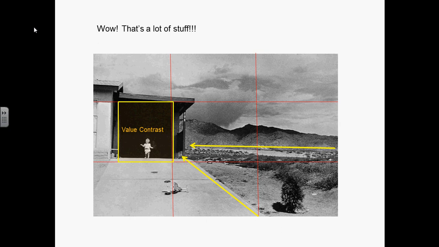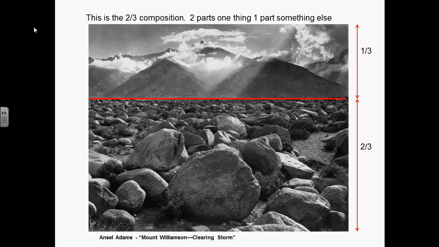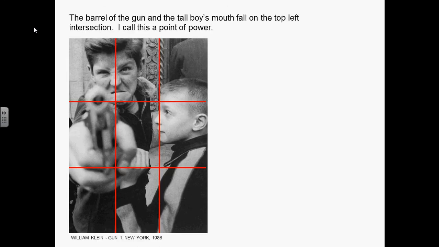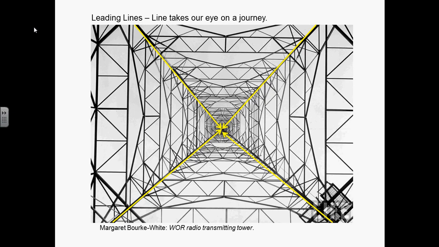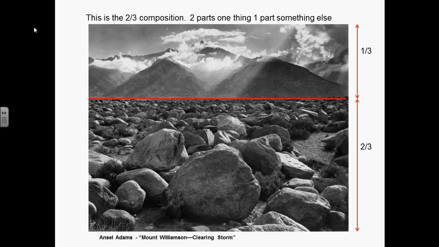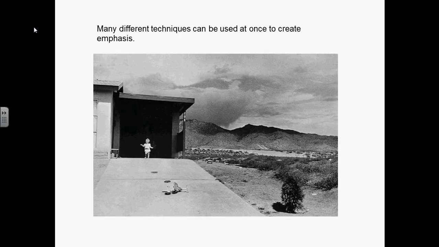On your project, I'd like you to try and create exemplars of different visual dynamics. So if we look at that photograph, it's going to be clearly, for example, a two-thirds composition, or very clearly points of power, or very clearly leading lines. But there might be other ones that come into play. You might have several different visual dynamics that come into play. I would say this one is most prominently value contrast.